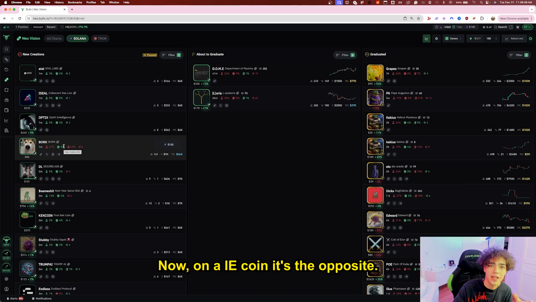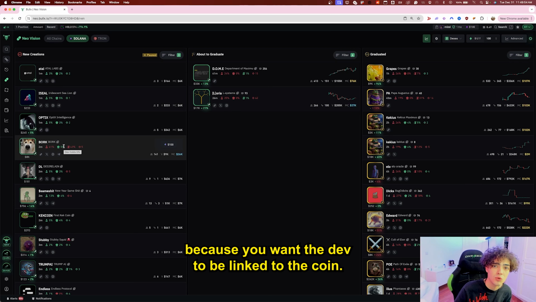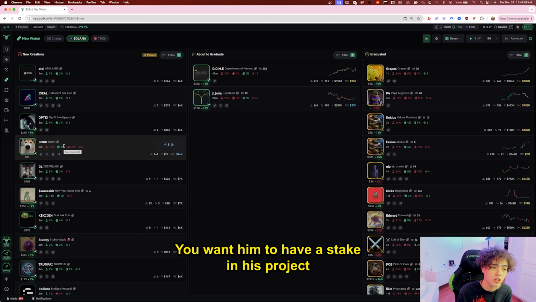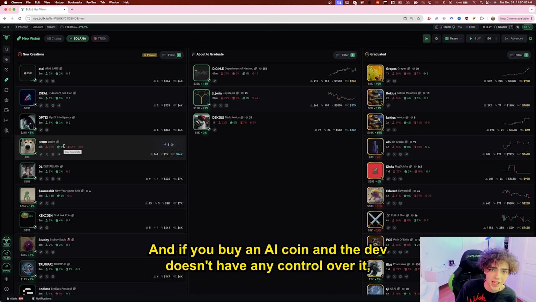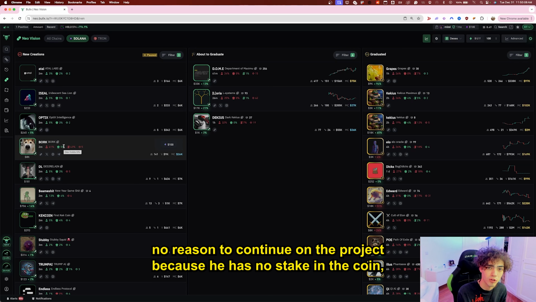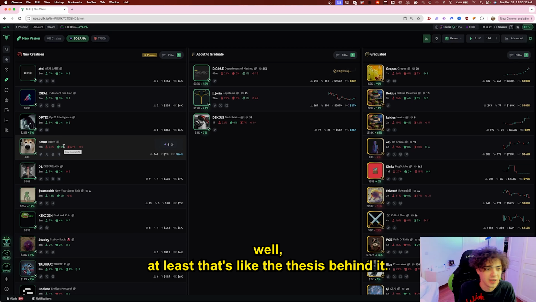Now, on an AI coin, it's the opposite. You don't want a coin that doesn't have any dev holding, because you want the dev to be linked to the coin. You want him to have stake in his project, because there's some sort of tech and seriousness behind it. And if you buy an AI coin and the dev doesn't have any control over it, then he has no reason to continue on the project because he has no stake in the coin. Or at least that's the thesis behind it.